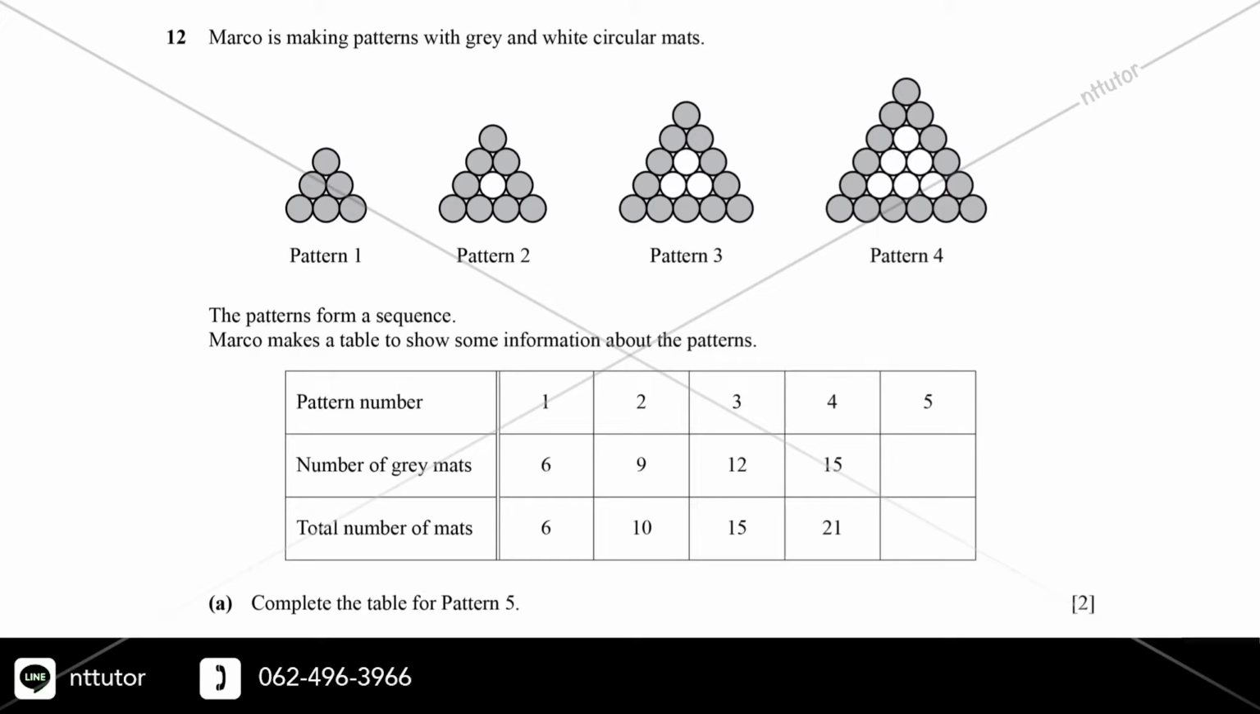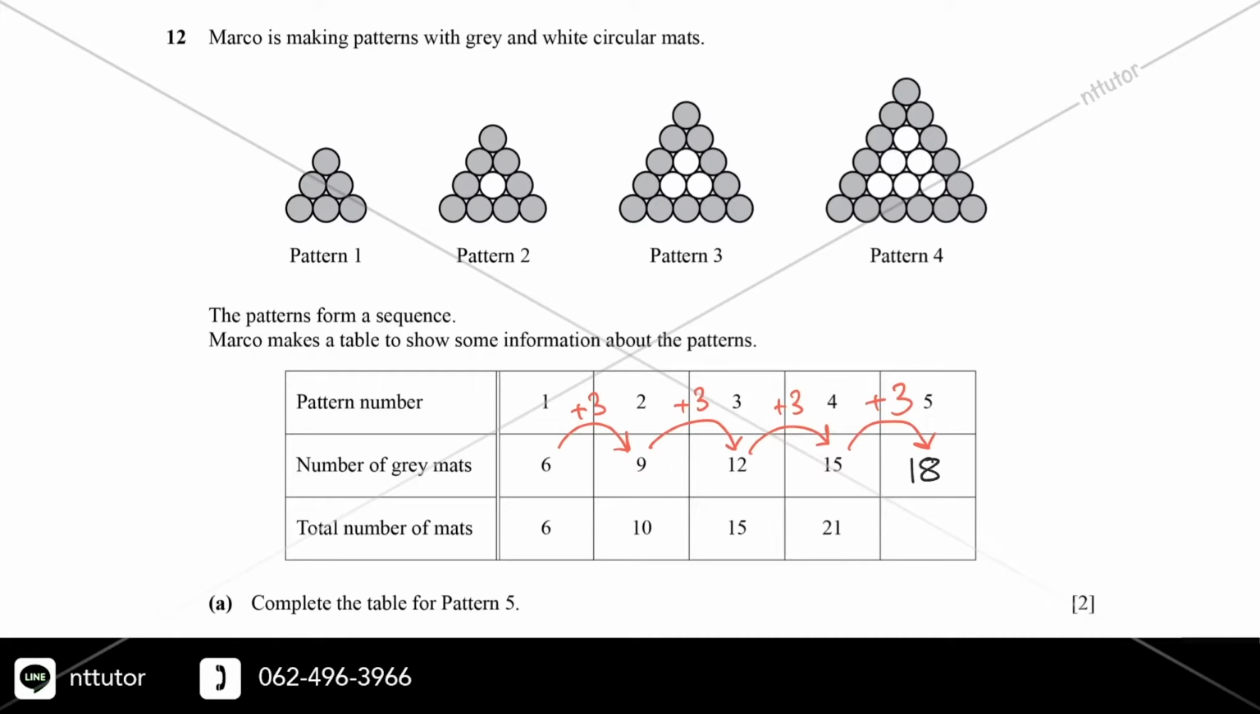So in order to complete the table, we must notice what the pattern is for the sequence. If we start with the number of gray mats, notice that the numbers increase by 3. So plus 3, plus 3, and plus 3. Therefore, the fifth term must be 15 plus 3, so that's 18.